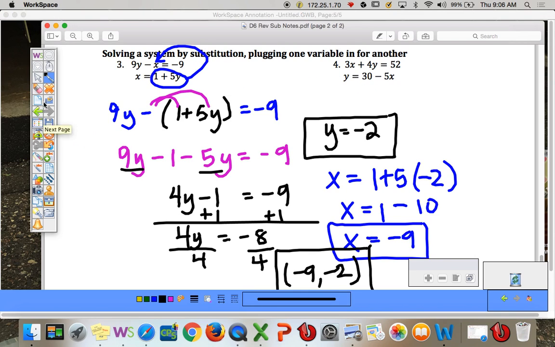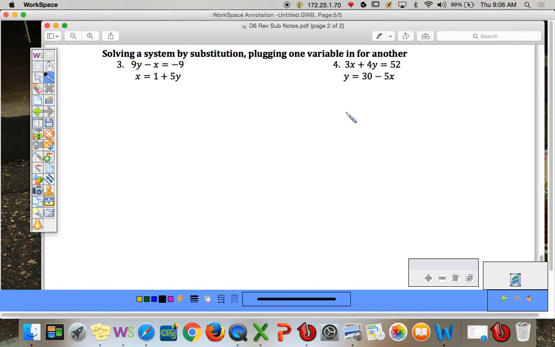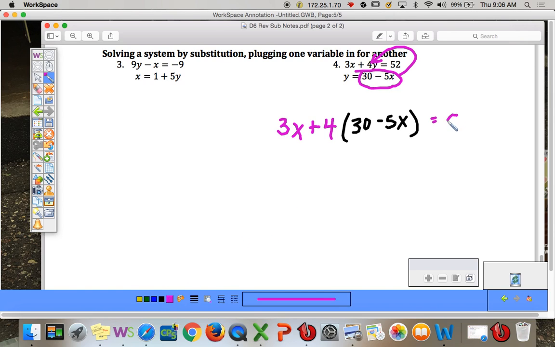Okay, let's look at the last one, number 4. I'm going to clear this. All right, so this one again, only y is by itself, but it's not by itself here. So we're going to plug in. This 30 minus 5x, we're going to completely replace this y right here. So here's what it looks like. 3x plus 4, but instead of the y, you plug in 30 minus 5x, and that equals 52.